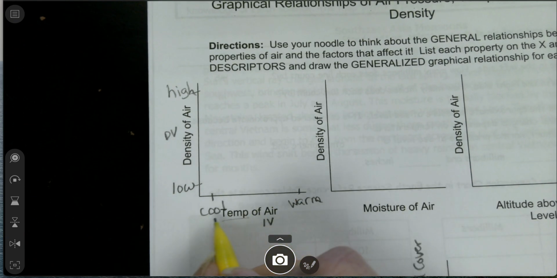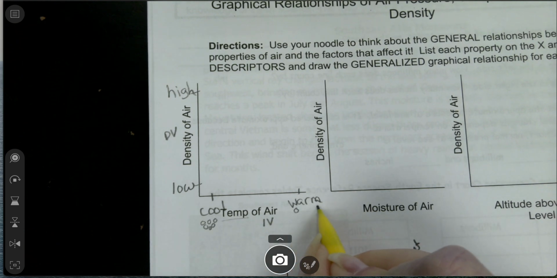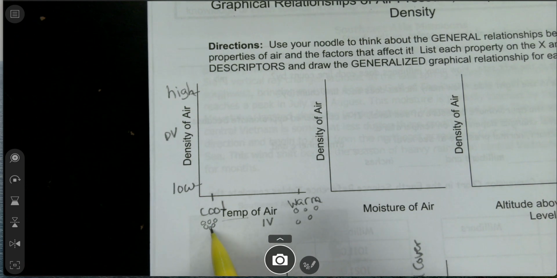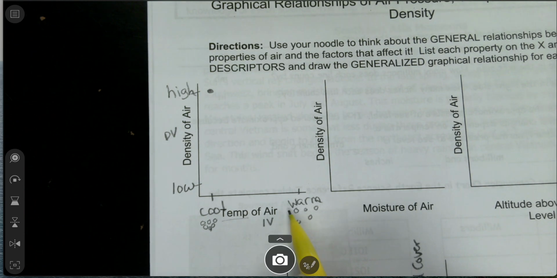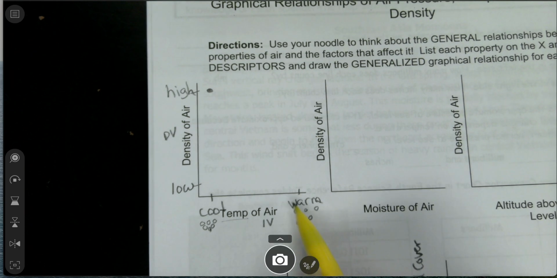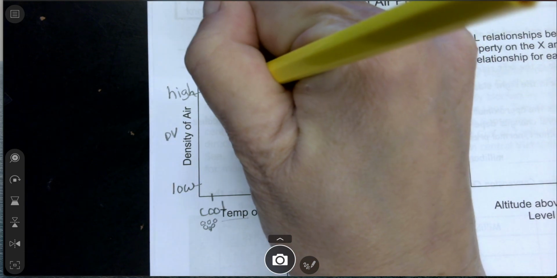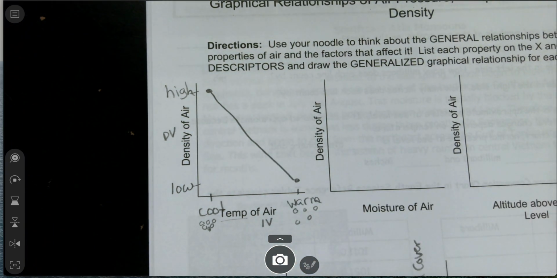Well, if we think about substances that are cold, have a cold temperature, the particles can be very compact, right? But the more thermal energy you have, the particles move further apart. So when the temperature is cool, it's more compact, that means the density is high. And when the temperature is warm, the particles get further apart, that means it has a lower density. Put a dot there, and that's our generalized graph, right?